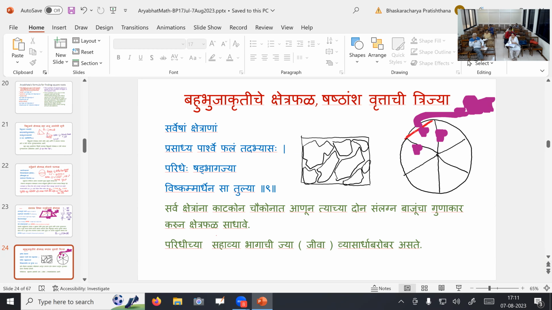And here, Paridhe Shadbhagajya. So Paridhi is the circumference. Then you take 6 equal parts of this circumference. And then, what is the ja corresponding to this 1/6 of the circumference, the red one seen here? He says that it is equal to the radius. Vishkambha is diameter and ardha, so that is the radius. So the ja is equal to tulya, the radius. So these two formulae he is giving here. The first is not a formula but a method which can be used to find the areas of arbitrary, irregular fields.